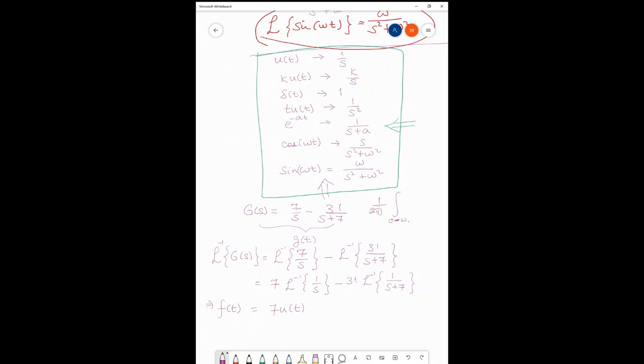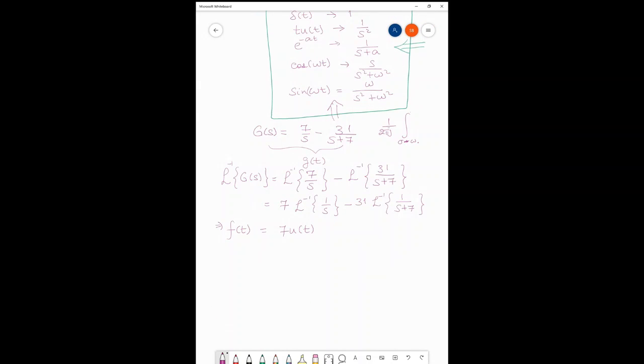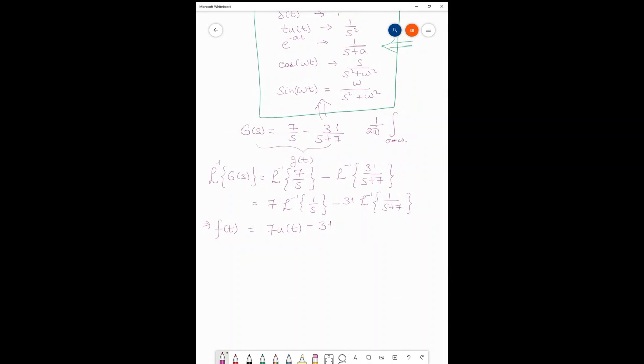If the Laplace transform works this way, then the inverse is the other way. If 1 over s is the Laplace transform of u(t), that means u(t) is the inverse Laplace transform of 1 over s. It's like arcsine and sine. Then minus 31 times, what is this? s plus 7. What does that tell us?